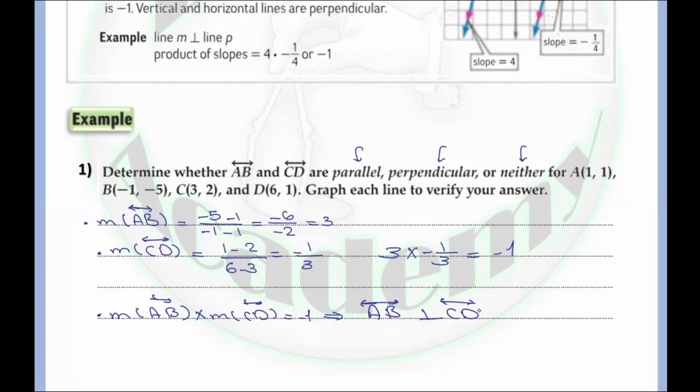Any problem for this one? If they are not equal and not perpendicular, it will be neither.